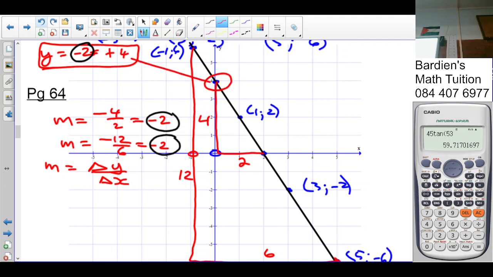And then, you see here, what's your y-intercept here? 4. And what do you see there? It's 4. So your c value is 4 and your m value is negative 2. Okay? You guys understand? And we see the graph is decreasing.